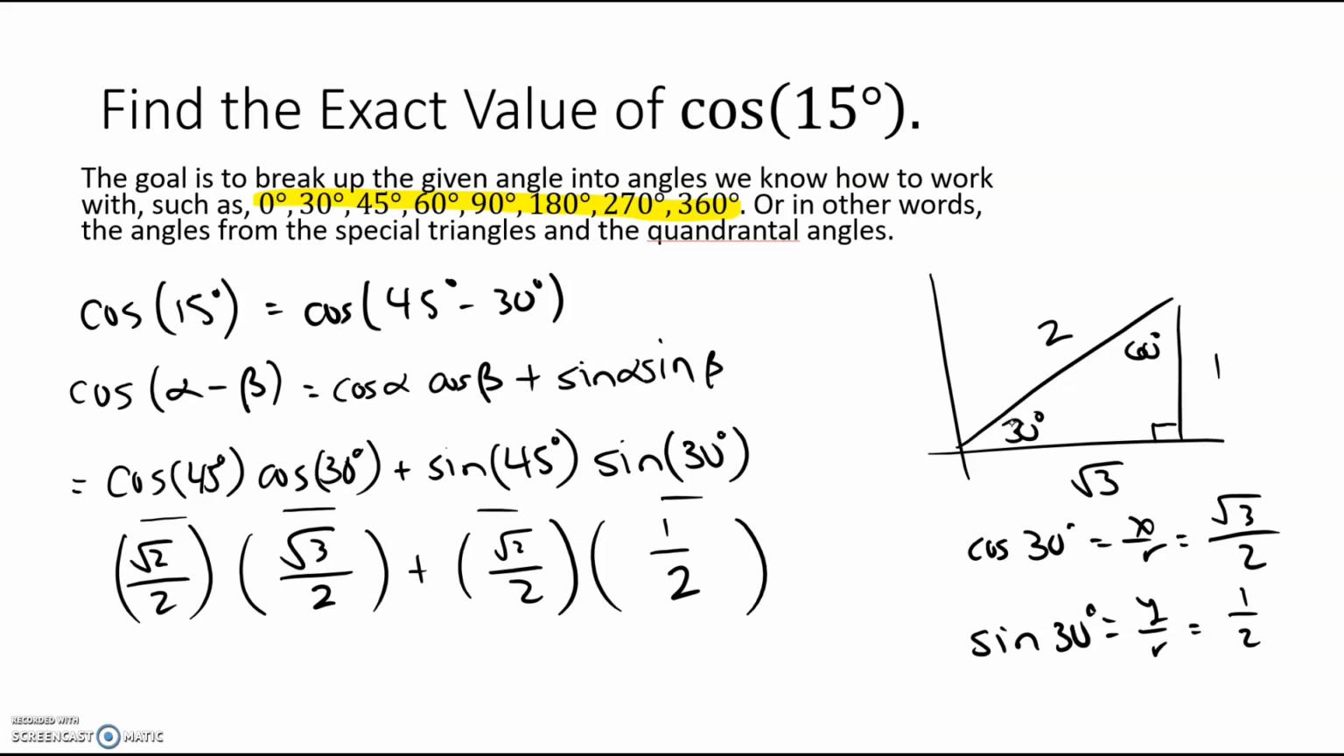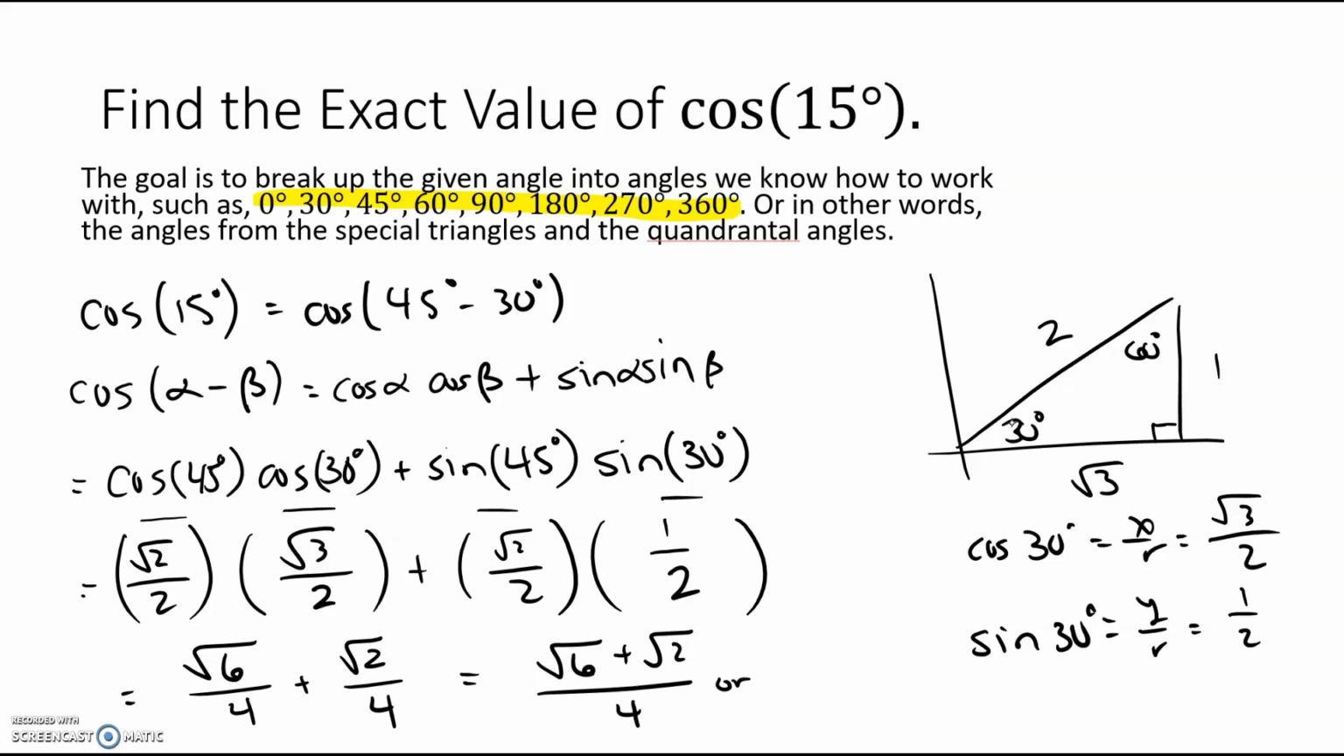Okay, last thing to do is to multiply these together. Square root of 2 times the square root of 3 is the square root of 2 times 3, or 6, over 2 times 2, which is 4, plus the square root of 2 times 1, just itself, over 2 times 2, which is 4. Since they have the same denominator, this is the square root of 6 plus the square root of 2 all over 4. And because this is addition, you could switch them up: square root of 2 plus the square root of 6 over 4. It's the same exact thing, but that would be your final answer for cosine of 15.